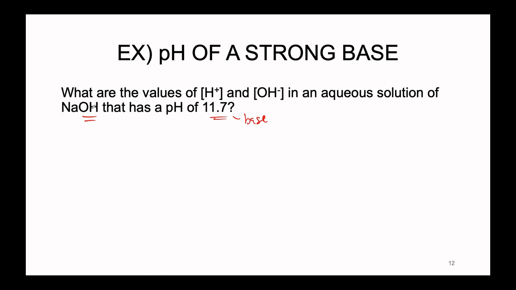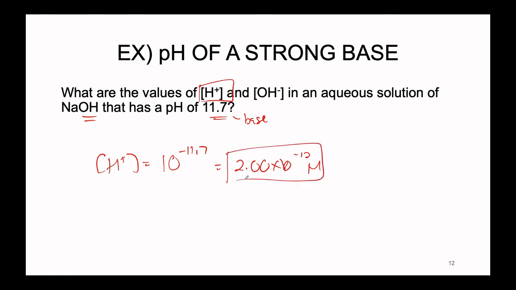So there are a couple of different ways you can go about solving this problem. First, we can use the pH to figure out the concentration of our H+. This is the first and most direct link that we can see. The concentration of H+ is equal to 10 to the negative pH, or 10 to the negative 11.7. When calculating this value, this gives us 2.00 times 10 to the negative 12 molar. We can see that this is a very small concentration.